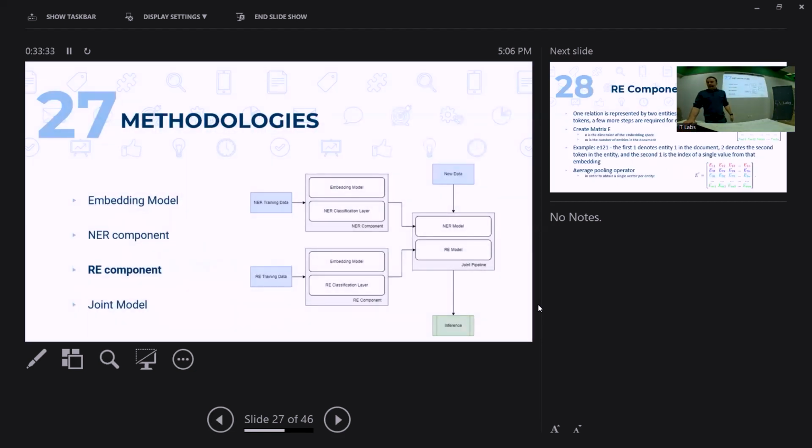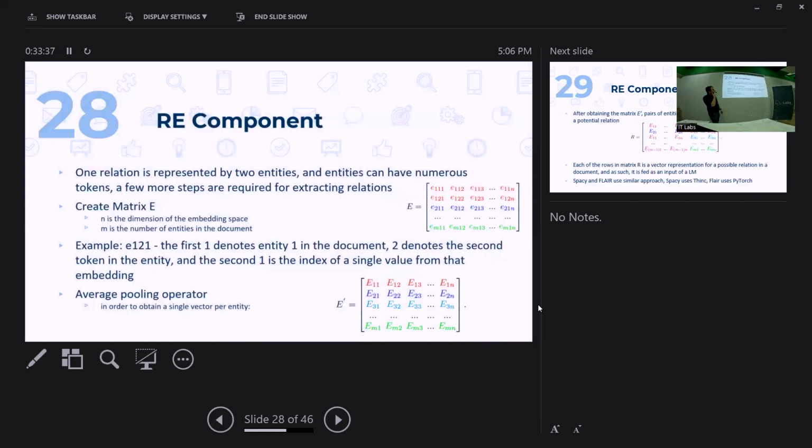For the relation component, the problem is a little bit more difficult because we have to find the relation between the words in the sentence. So what we used here, actually, we created a matrix E. This is a matrix not for the whole data set. This is the matrix for one sample, for one document, okay? And if you see, it has 3 indexes.